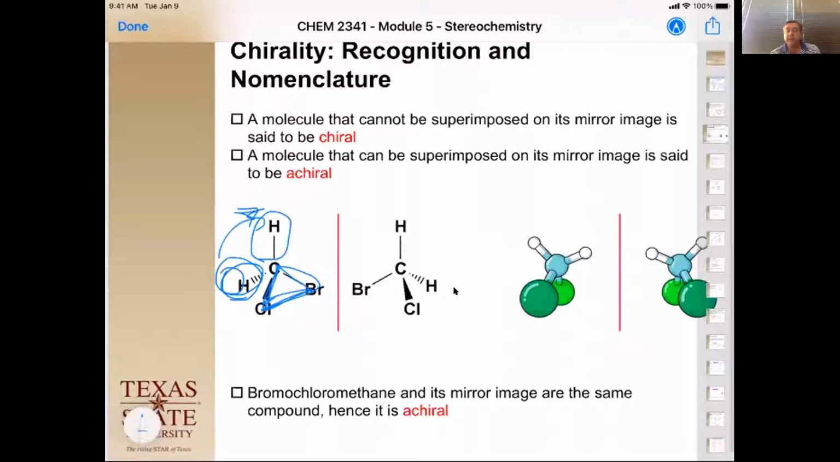But then when we draw its mirror image and look at it, we can actually line up all four of the attached atoms on carbon. If you can line up that material like that or find a plane of symmetry, the compound is no longer chiral and it becomes what we call achiral. So I'll try to say a chiral carbon versus an achiral molecule. Be careful that when I say achiral, it means that it is not a chiral compound.